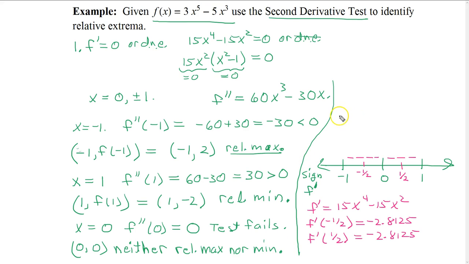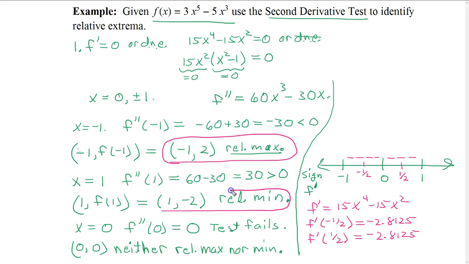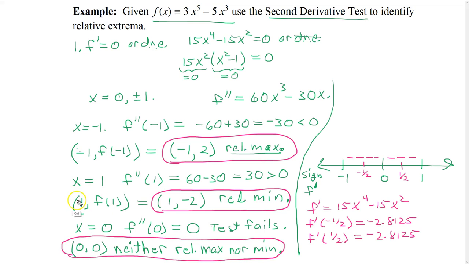And now let's take a look at the graph of the function and see if that agrees with what we found here. Remember, we found that we have a relative maximum at -1, 2, a relative minimum at 1, -2, and 0, 0 is neither a relative max nor a relative minimum. So let's take a look at the graph.